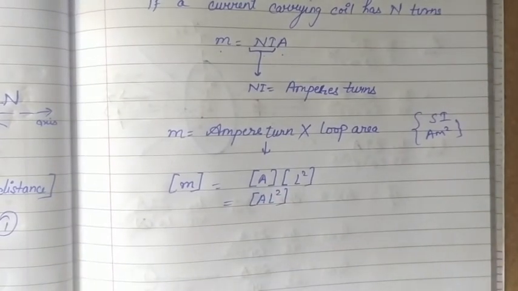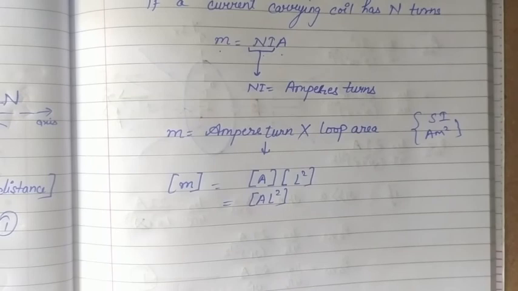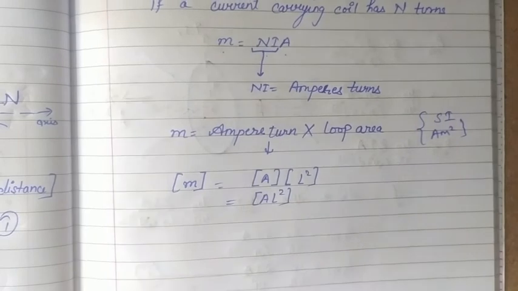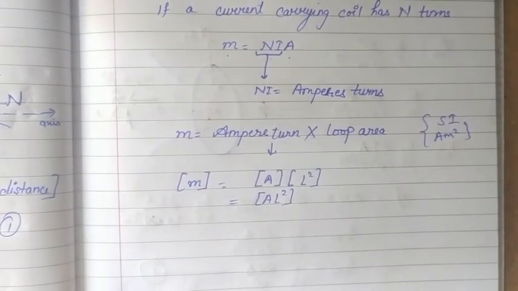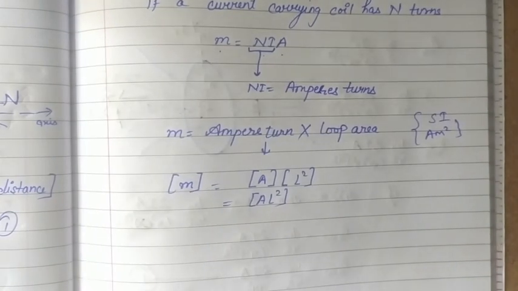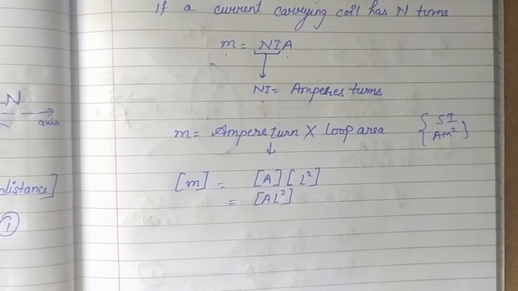Magnetic moment is equal to ampere turn into loop area, or current into area for a current loop, and ampere turn into area for a current carrying coil with N number of turns. Its SI unit is ampere meter square, and its dimension is A L squared. So that's all about the current loop, which behaves as a magnetic dipole with magnetic dipole moment M. In our next video, we are going to study how a revolving electron acts as a current carrying loop and has a certain magnetic dipole moment.